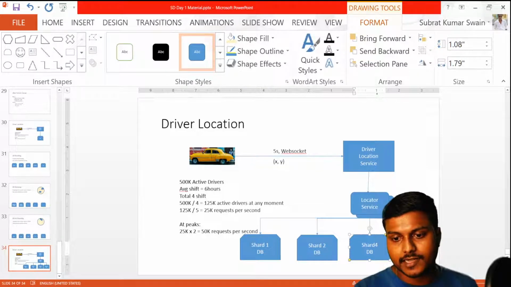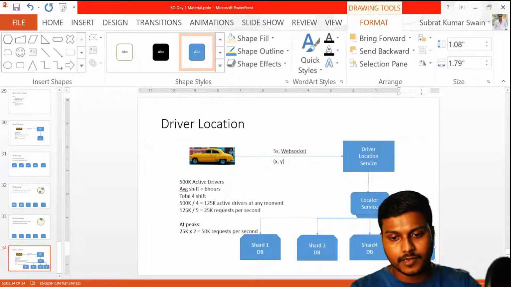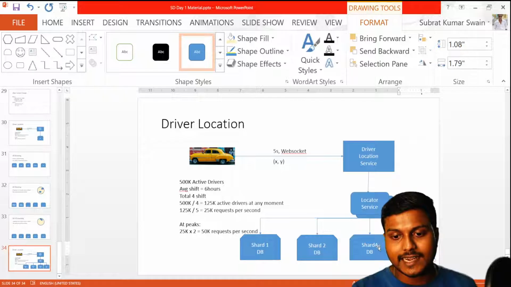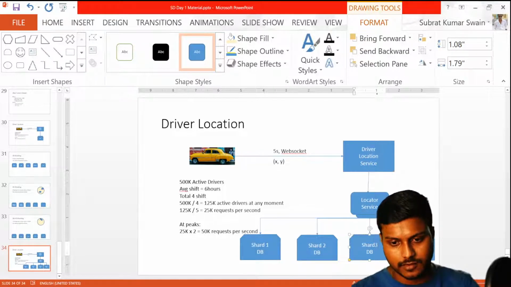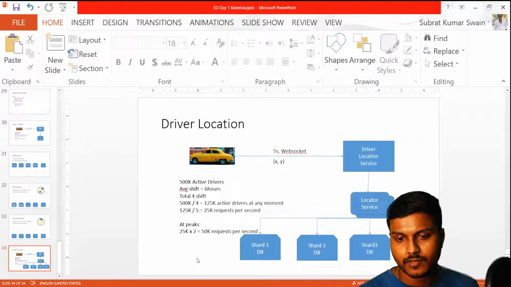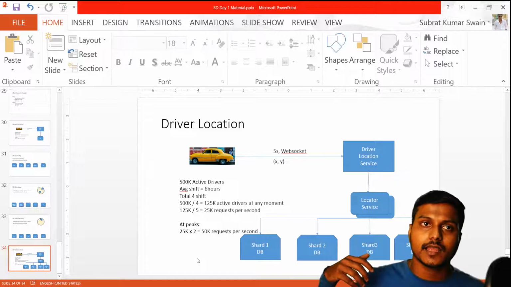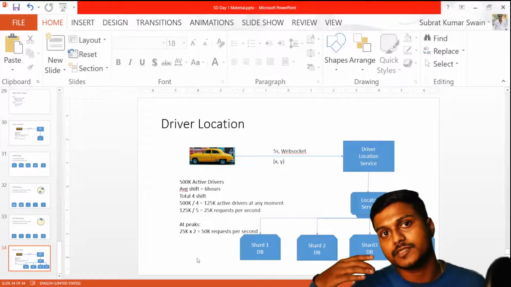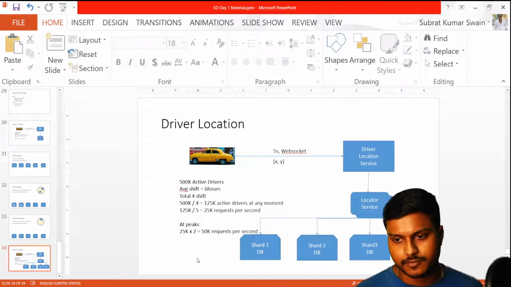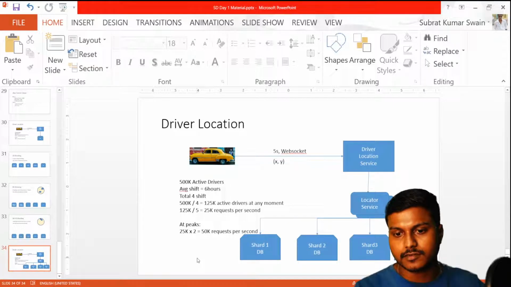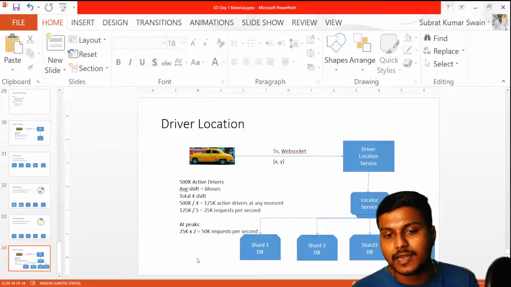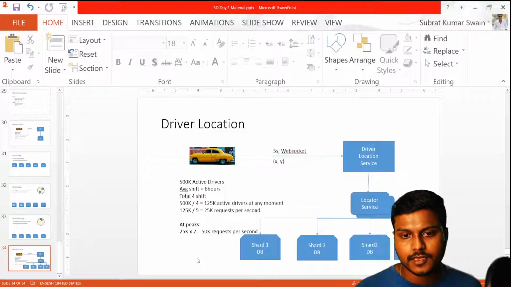We don't expect that every time we would be writing the data in the same shard. I might get some data from Delhi, and the next moment I may fetch a driver location from Chennai. So this way the entire requests are distributed and handled properly. Is it clear, guys?